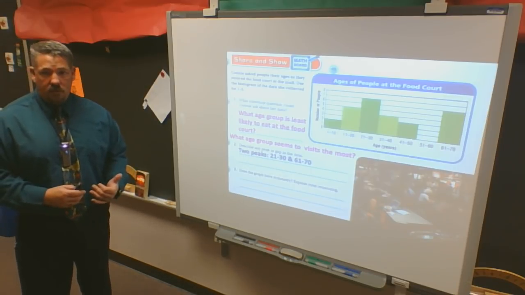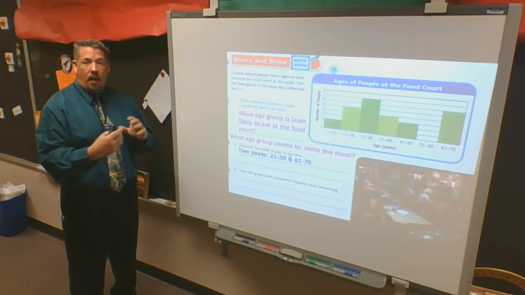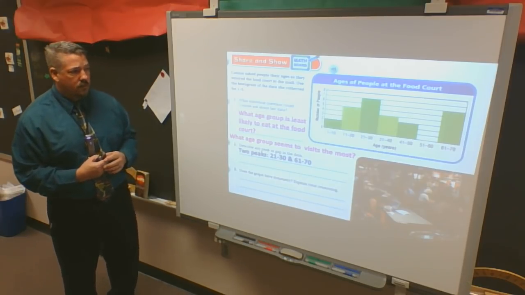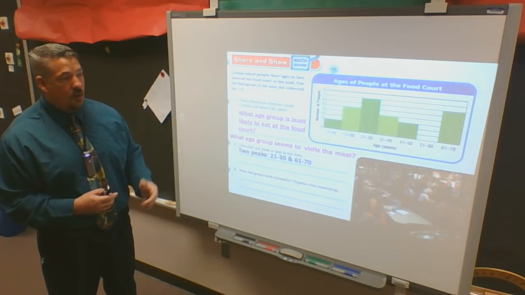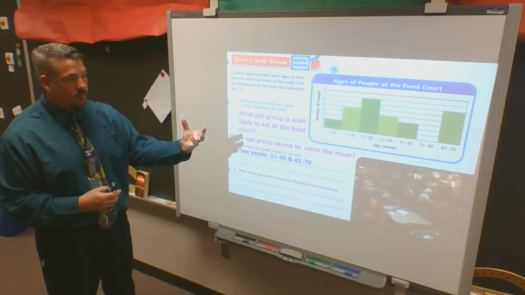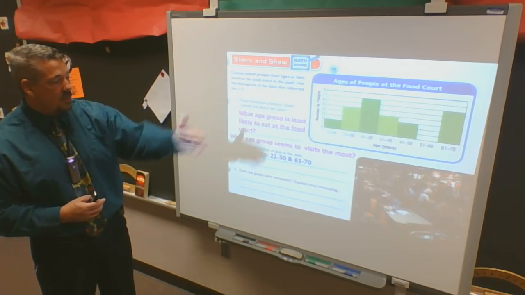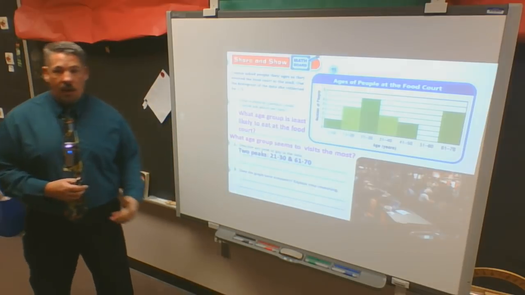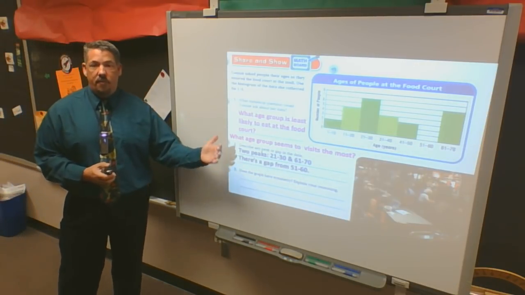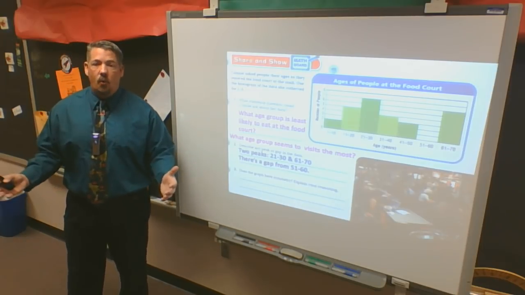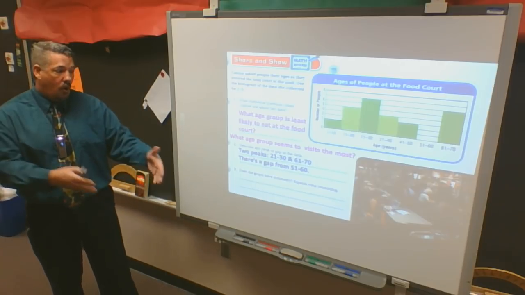Well, there are 2 peaks, and I have to have 2 peaks because I have 2 separations of data. My peaks are going to be according to clusters. So my first peak is going to be that 21 to 30 age group. That's where my largest cluster is. The outlier, the one that's by itself, is going to be 61 to 70 for my second peak. My gap happens at the age group of 51 to 60. So we didn't have anyone in those ages that was at the food court at that specific time on that specific day.